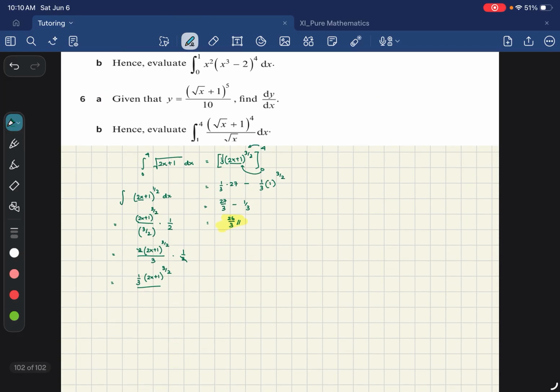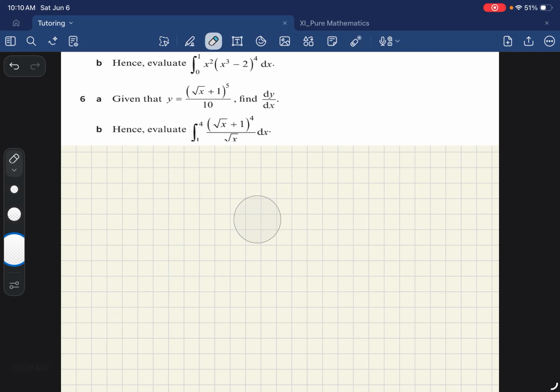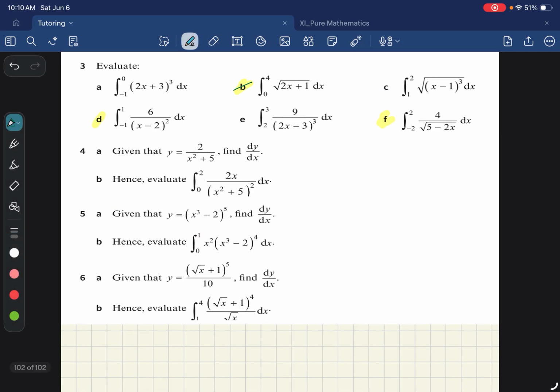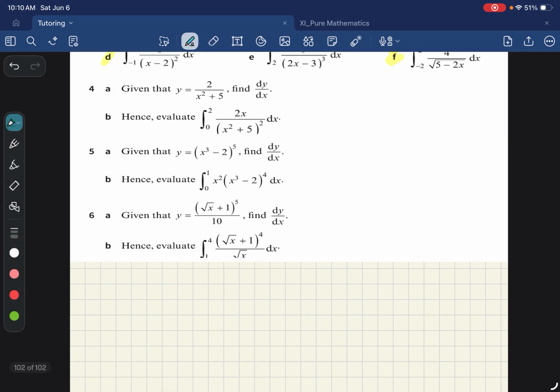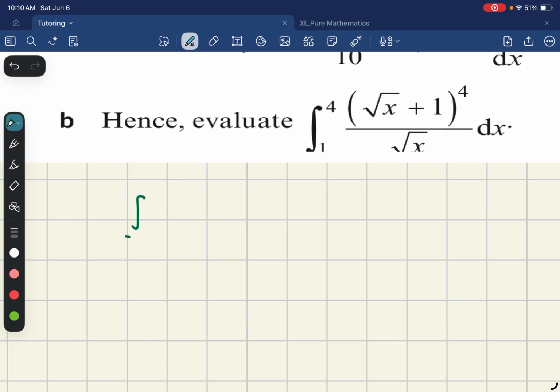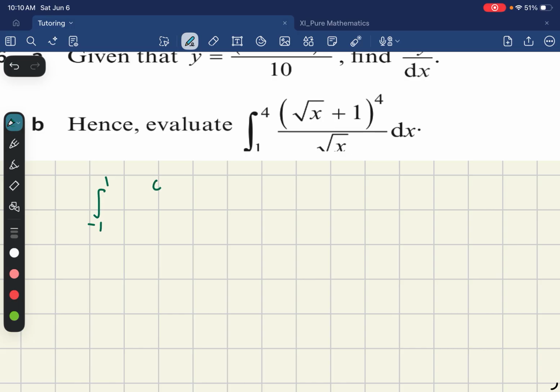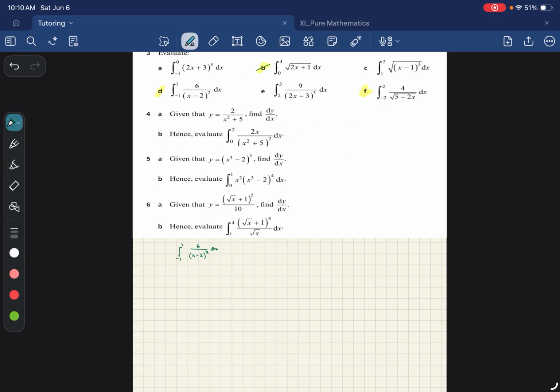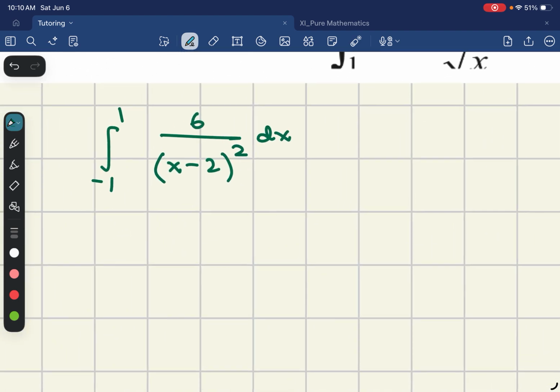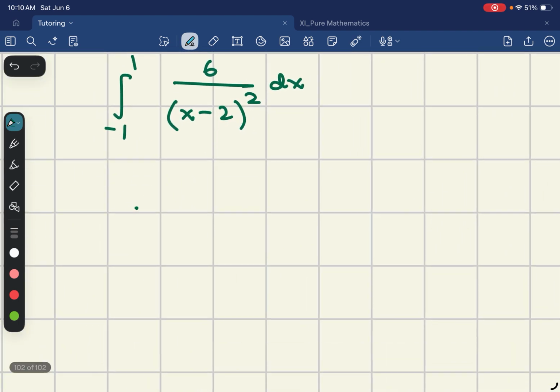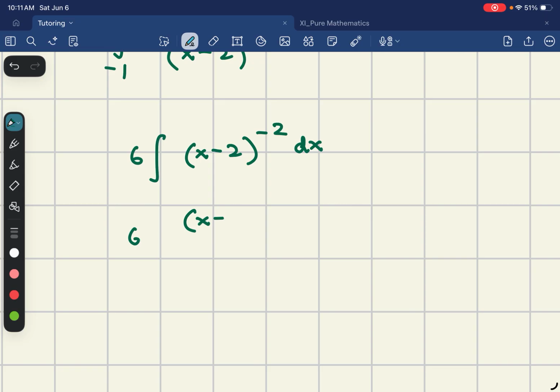And now let's do D. It's just as straightforward. You are integrating from -1 to 1 the expression 6 divided by x minus 2 squared dx. All right. And we know how to do this. Let's just do the indefinite integral first. You take out 6, you write it like this, right? And then you do 6 times x minus 2 to the power -1 divided by -1.